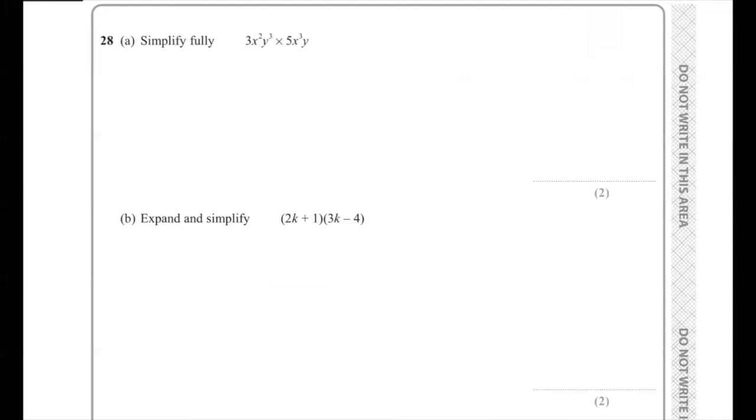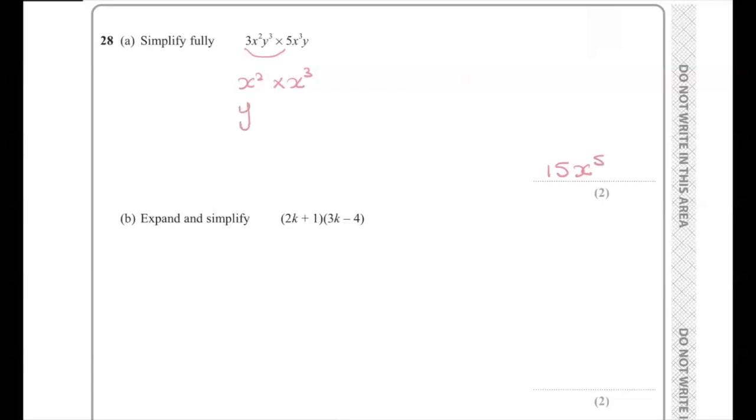Okay, our last question, and the first part is an indices question. So they're testing, do we know our indice rules? And in particular, what we do with a times question. So when you have a times question, you are adding the powers. Now, before we worry about the powers, we've got some number work to do first. 3 times 5 is 15. And then our x's, we've got x squared times by x cubed. So we just add those powers, and we've got x to the 5.